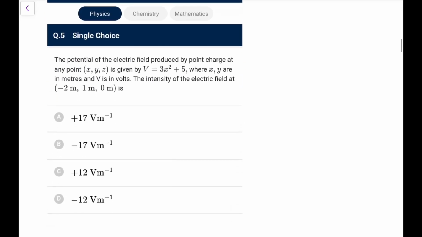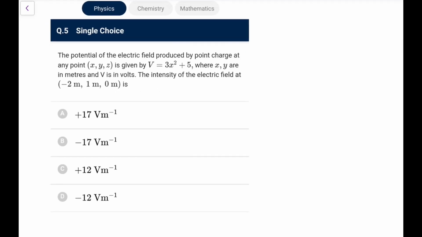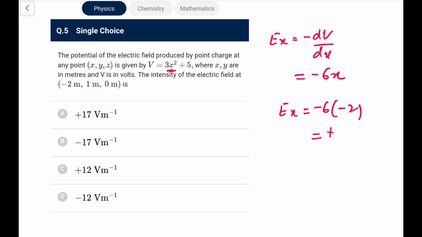Next one, the potential of the electric field produced by a point charge at any point is given by this, the intensity of the field. Since potential changes only in x, the field is only along the x-axis and depends only on the x coordinate. So Ex I can directly write as minus dV by dx. It comes out as minus 6x. So at this point Ex would be minus 6 into minus 2, that would be plus 12 volt per meter. So this is option C you can go for.